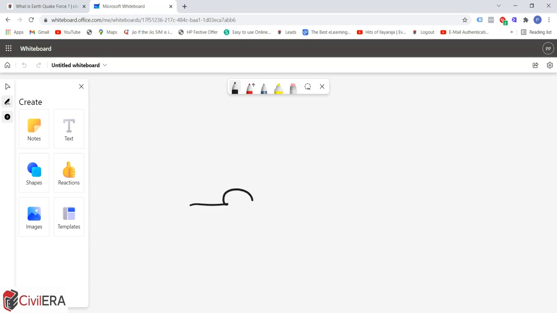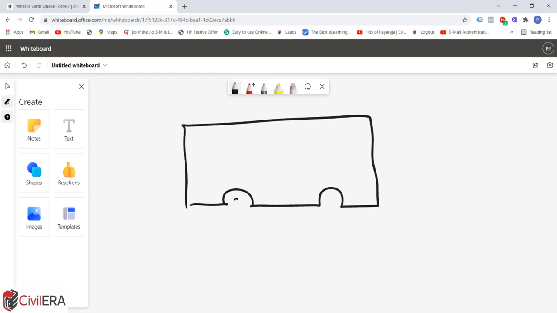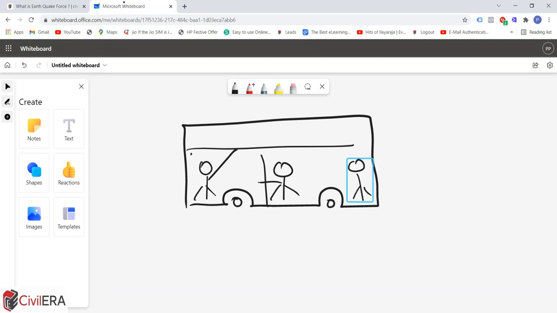So let us consider a moving or a stationary bus, and let us assume that people are standing in the bus, and you have different people. Some are holding on to the bars, some are not holding on to the bars, some are freestanding, and so on. Now consider the bus moving. All of a sudden, when the bus moves, what happens?